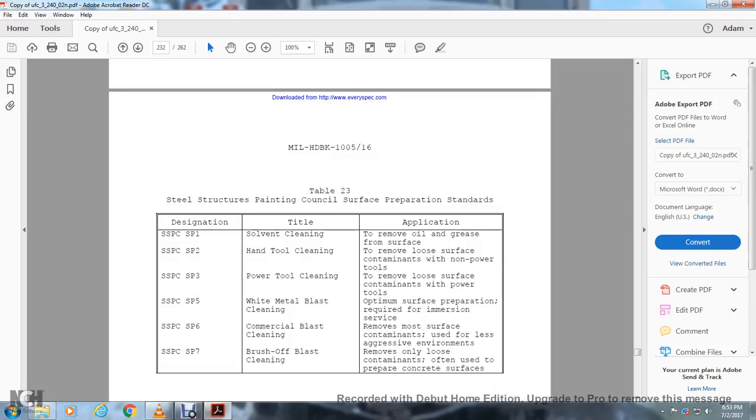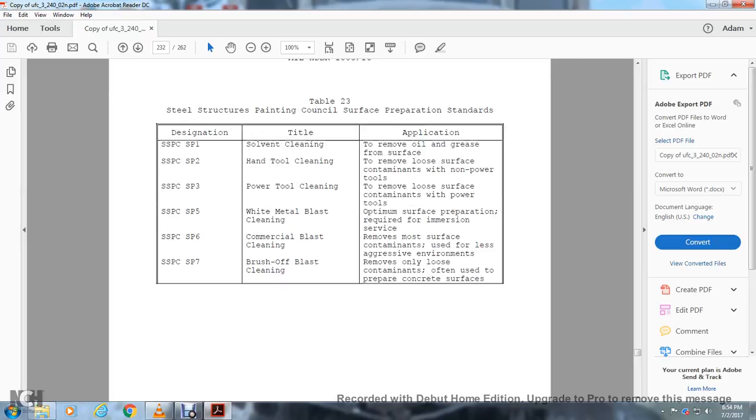Steel Structures Painting Council surface preparation standards. SSPC SP1: solvent cleaning to remove oil and grease from surfaces. SSPC SP2: hand tool cleaning to remove loose surface contaminants with non-power tools. SSPC SP3: power tool cleaning to remove loose surface contaminants with power tools. SSPC SP5: white metal blast cleaning, the optimum surface preparation required for immersion surfaces. SSPC SP6: commercial blast cleaning, which removes most surface contamination and is used for less aggressive environments. SSPC SP7: brush-off blast cleaning, which removes only loose contamination and is often used for the preparation of concrete surfaces.